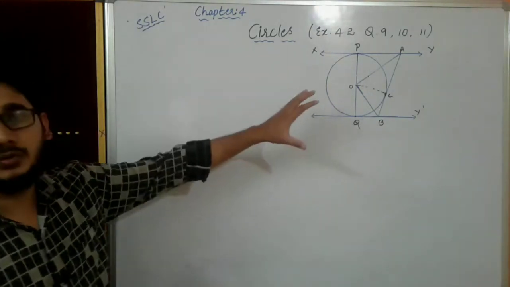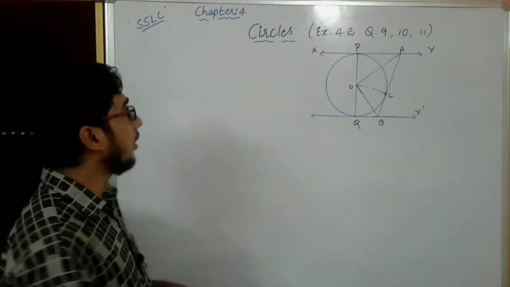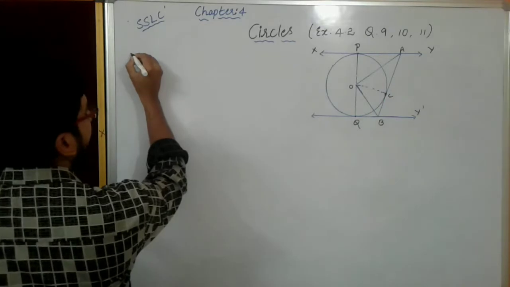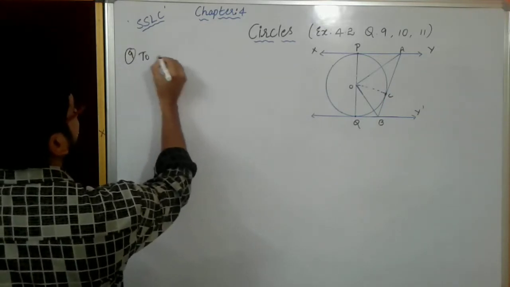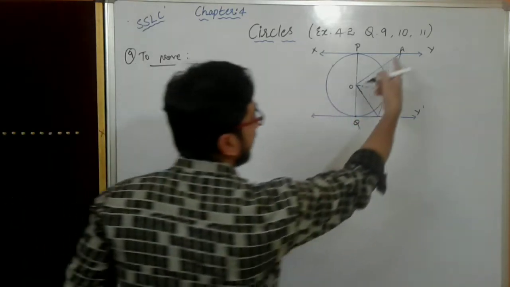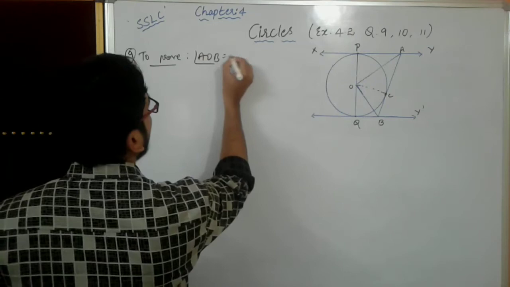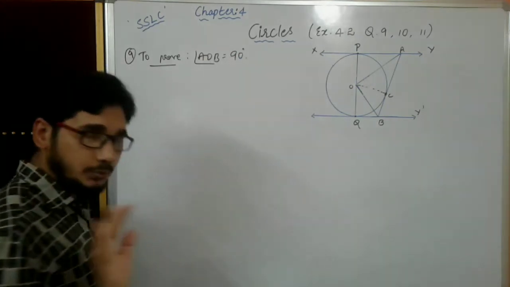So I have drawn the figure now. Looking at the figure only we can frame the question, but I will tell what we have to prove. They are telling us to prove that angle AOB is equal to 90 degrees. This is what I have to prove.